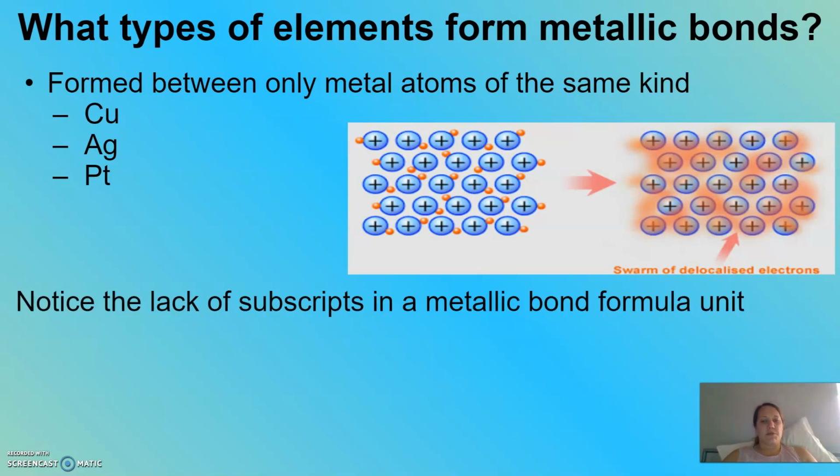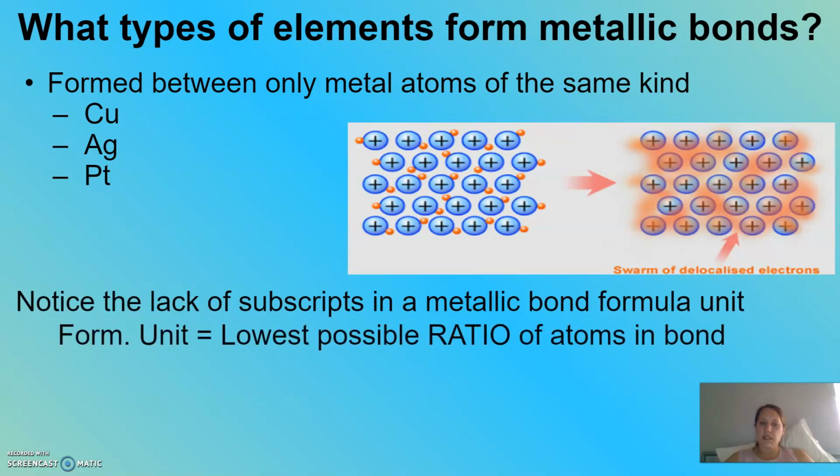Notice the lack of subscripts in a metallic bond formula unit, so very similar to ionic substances. We give their chemical formulas and formula units, which is the lowest possible ratio of atoms in a bond. So if we're talking about copper, well, then the lowest possible ratio is a 1 ratio because that means it's all copper, silver, platinum, etc. So they don't have anything weird about their names.